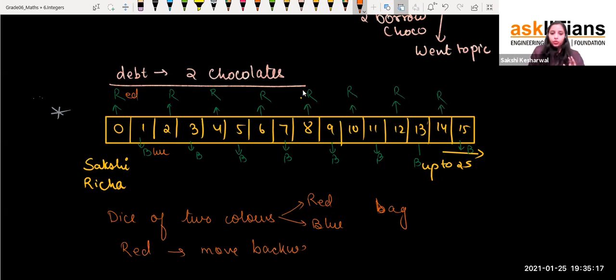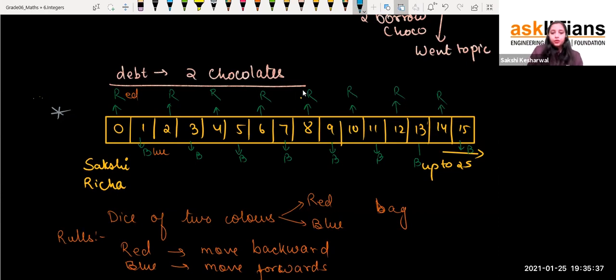And if you get a blue die, let us suppose you have to move forward. This is the rule: red, back; blue, forward.